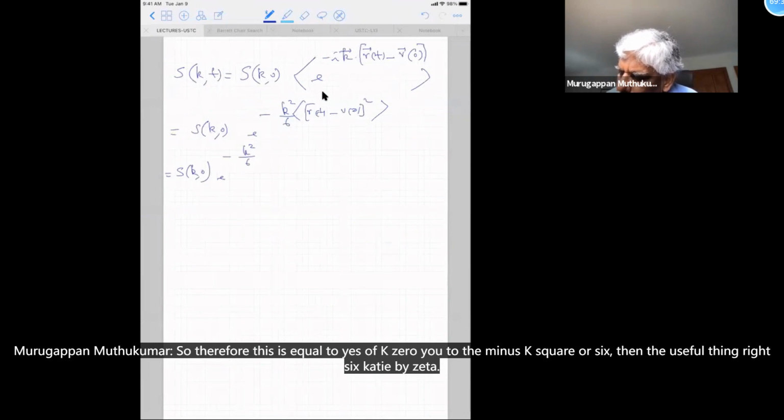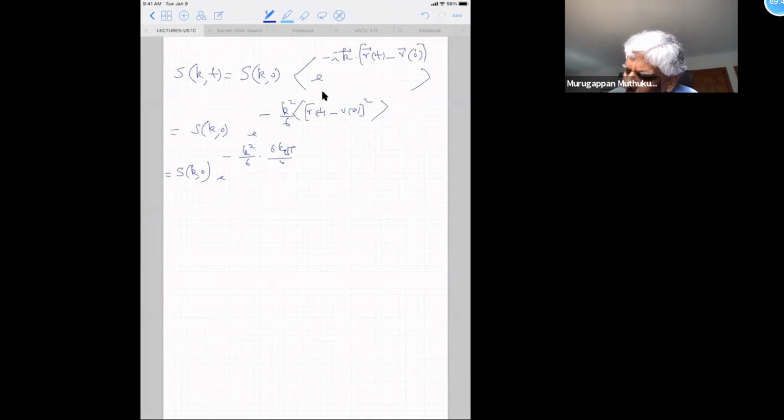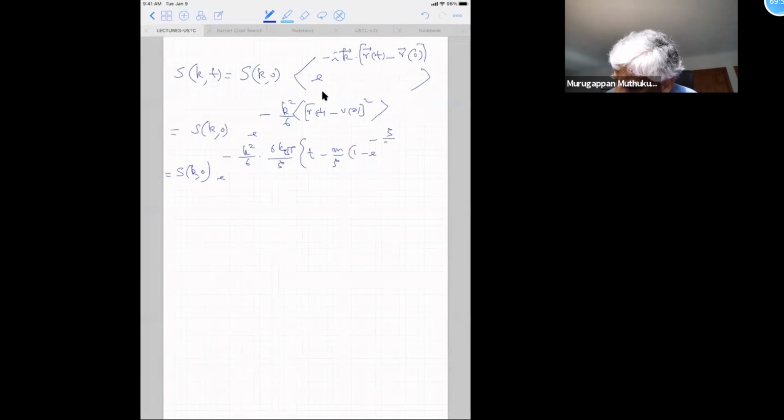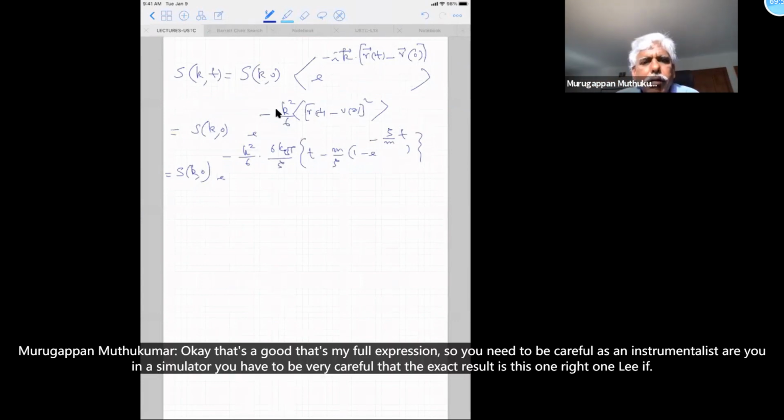Therefore, this is equal to S of k,0 times e to the minus k squared over 6, then the usual thing: 6 kT over zeta times t minus m over zeta times 1 minus e to the minus zeta over m times t. I think that's good enough. Okay, that's my full expression.